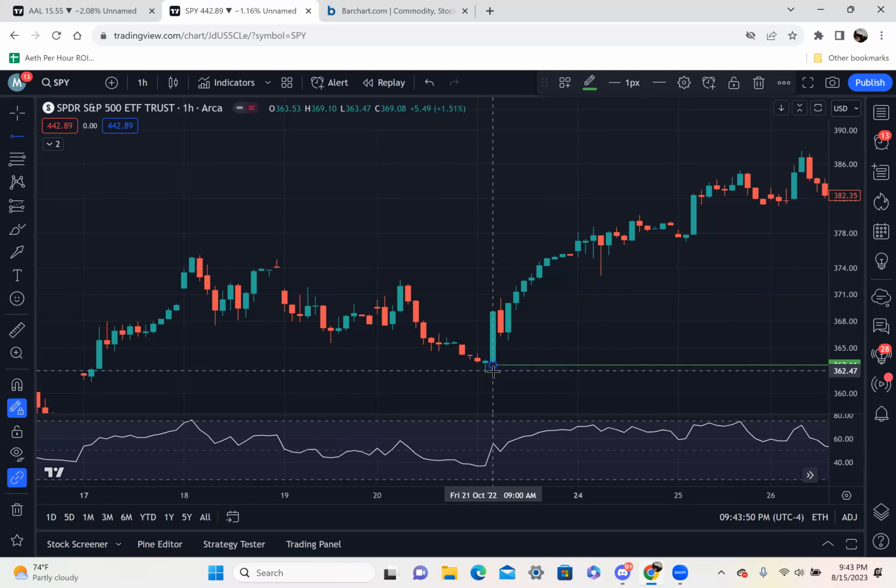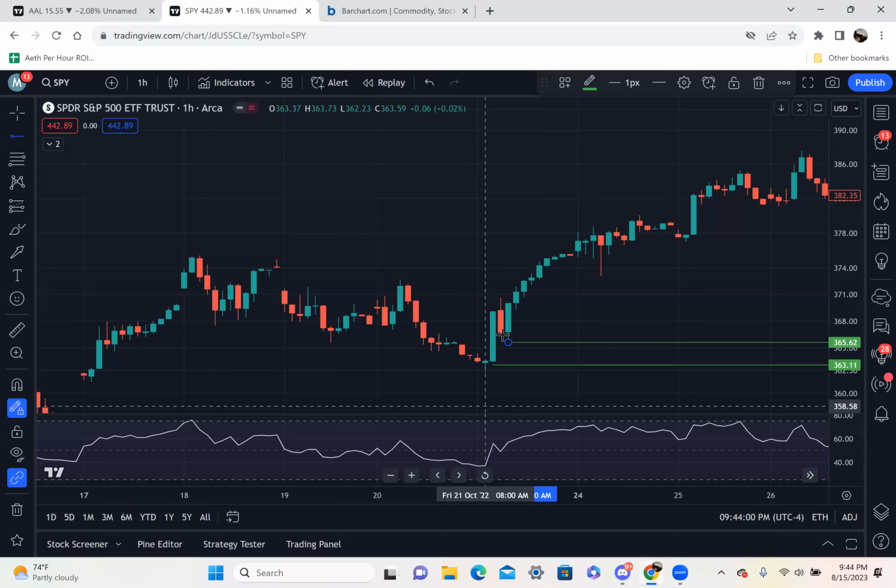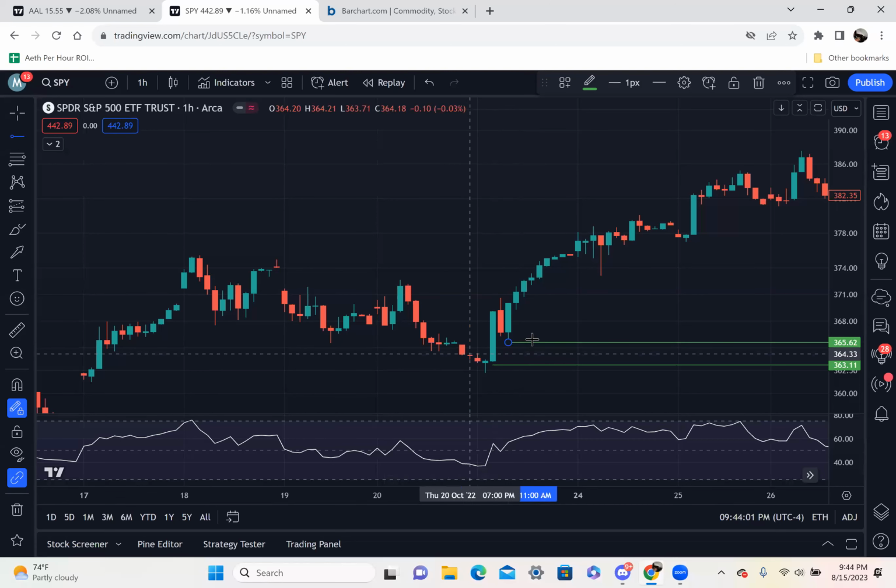So the thing is, you have to be able to endure that and understand this took a whole hour. This was 2 hours. This was 3 hours. This was 4 hours. If you do not break those lows, right? Don't get out of the trade.